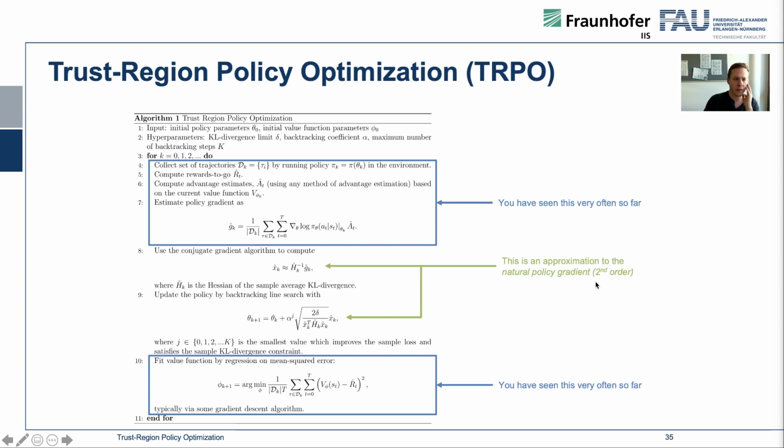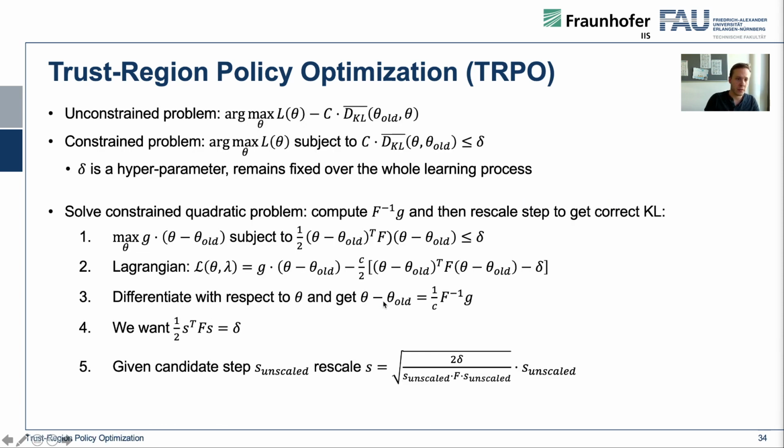I think TRPO is a very mature and optimization-driven policy optimization algorithm. What you see here is what you have also seen in policy gradient so far. You collect a set of trajectories, you compute the rewards-to-go and the advantage estimates that you also use to update your value function, and then you estimate the policy gradient like in the beginning. Then you use conjugate gradient to compute x, where H is the Hessian of the sample KL divergence. And then you update your parameters using backtracking line search, as we did in the beginning.